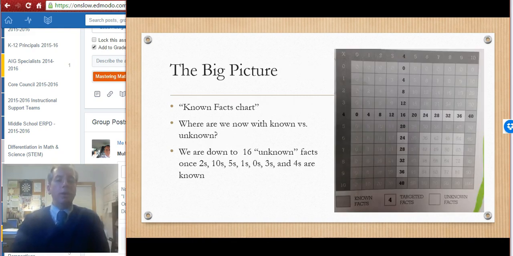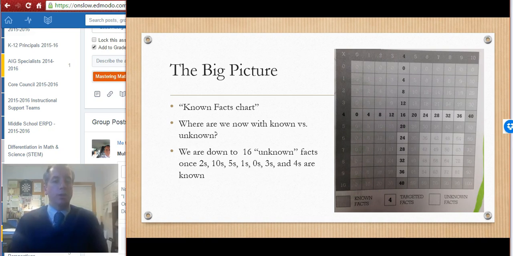So that brings us to our big picture piece, and we remember that with each set of facts that a student owns and they really understand, the number of remaining facts begins to decrease quite rapidly at this point. So once we know our 4s, we will have gone down to only needing 16 more unique facts. So for kids, this becomes a lot more manageable.